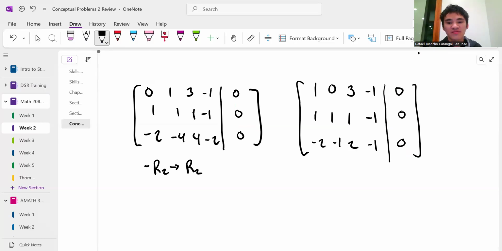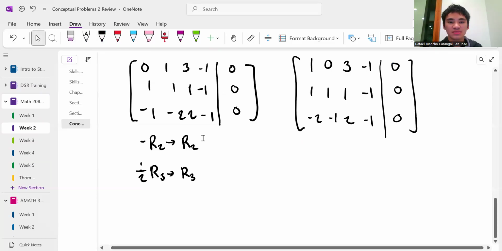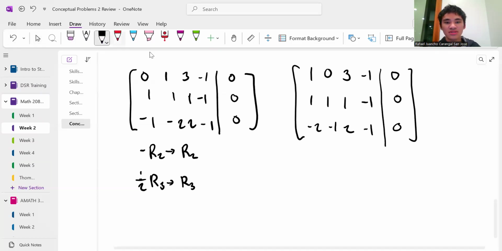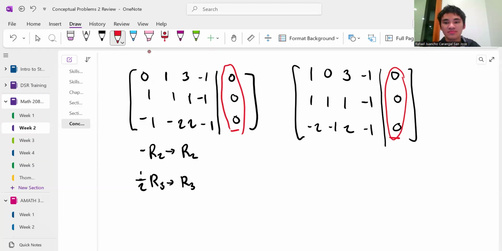And what else can we do? We can divide this by 2. So a half of row 3. So if I divide this by 2, this becomes a 1, 2, 2, 1. Now what do we notice? So this is the same. This is the same. I'm talking about these. This is the same. This is the same. This is the same. 3, 1, 2 is the same. 3, 1, 2 is the same. 1, 1, negative 2, 0, 1, negative 1.